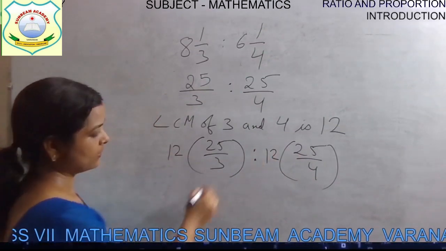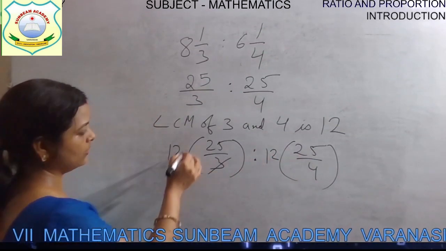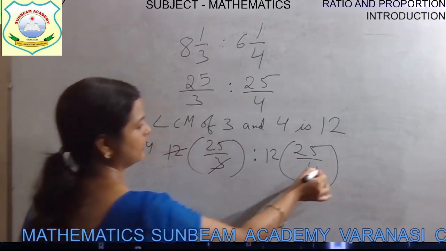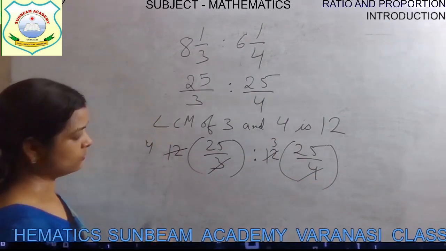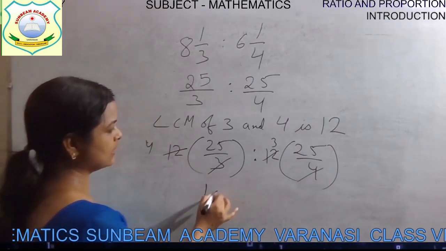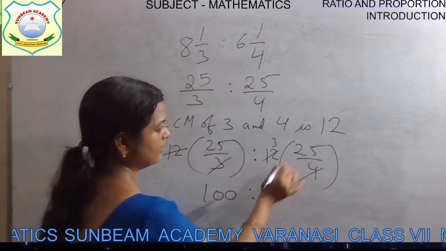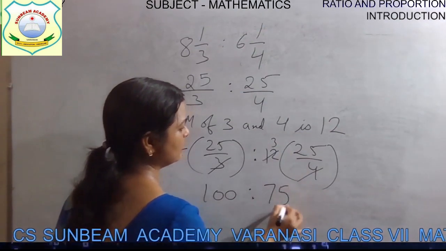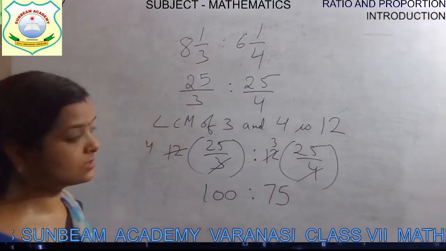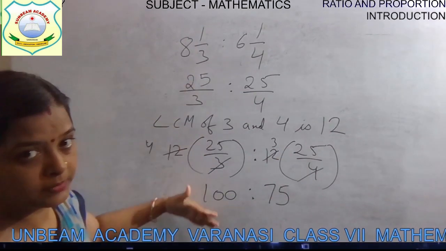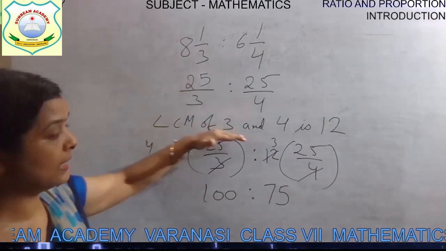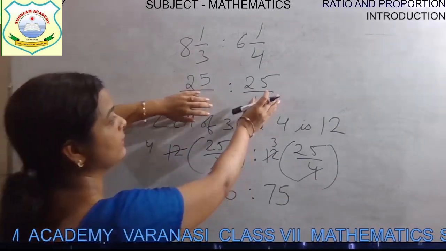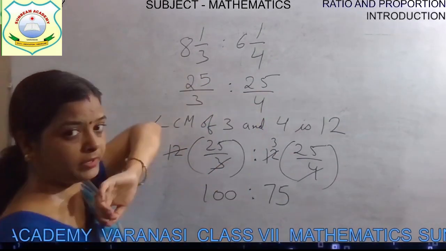Just multiply. Now you can cancel out. 3 4s are 12 and here 4 3s are 12. Okay. So what is the next step? 25 4s are 100 and 25 3s are 75. Now it is going simpler and simpler. You can see here it is in mixed, then improper, then I have to find the LCM. Why? So that we can cancel out, we can remove this denominator.